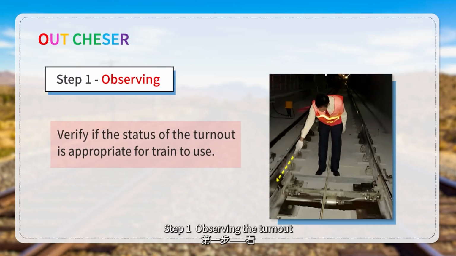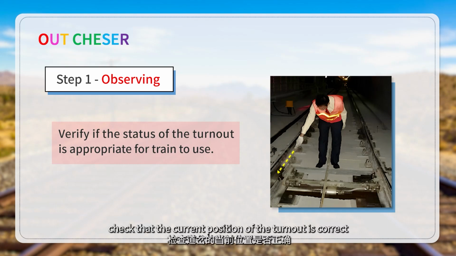Step 1. Observing a turnout. Check that the current position of the turnout is correct, and ensure that there are no objects or obstacles obstructing the movement of the turnout. Check for the presence of the locking mechanism.